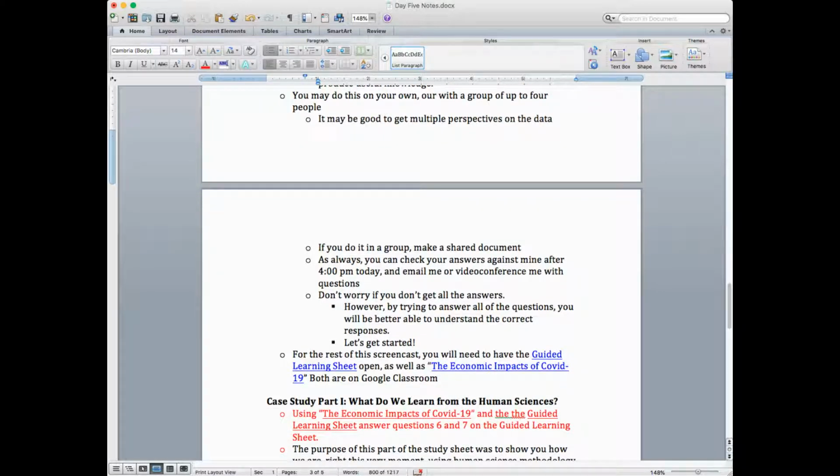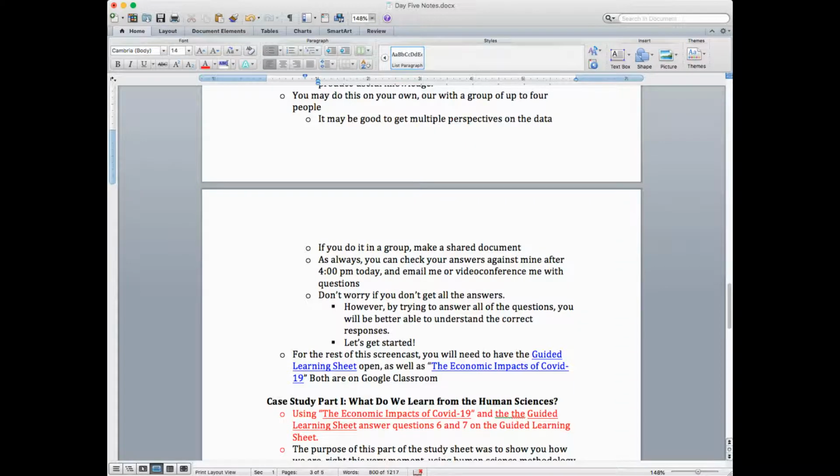Now, the big thing here is, I don't know how technical you're going to find this. I tried to make it clear, but I'm never sure. But it's important that you try to write all the answers. It doesn't matter if you get them right, because if you try to write all the answers, then when you read the other responses, you'll better be able to understand how to correct the responses.